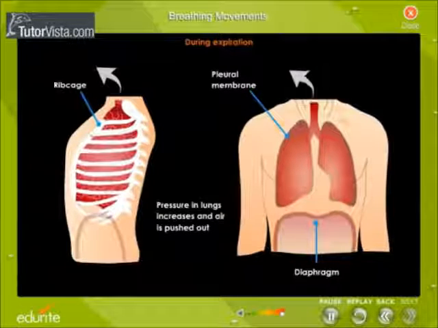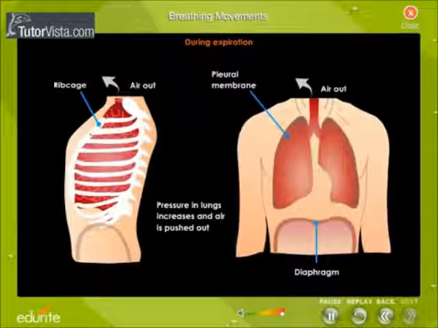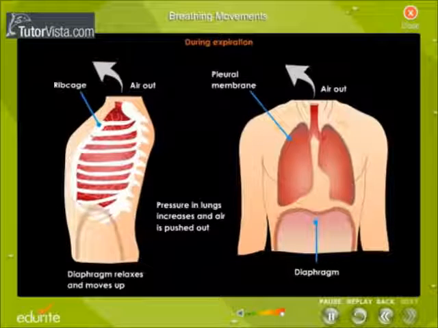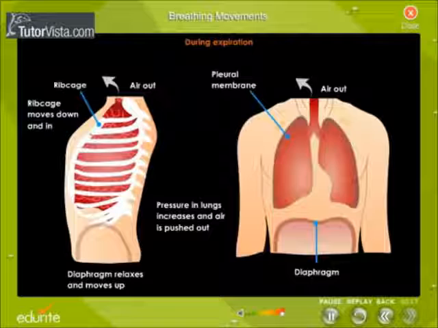Expiration. The pressure in lungs is increased and the air is pushed out. The diaphragm becomes dome-shaped, relaxes, and moves up. Simultaneously, the rib cage moves down and in.